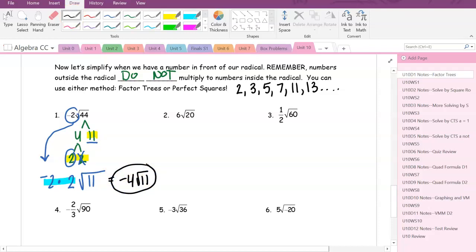All right, let's try a few more. 20, break it down. You have 5s and 2s. Pair of 2s, circle, cross out. 5 doesn't have a pair. Let's put it under the root. The 2 is going to come out. But wait, you're not done. You had a 6 out there as well. So that's multiplying to your 2. 12 root 5.